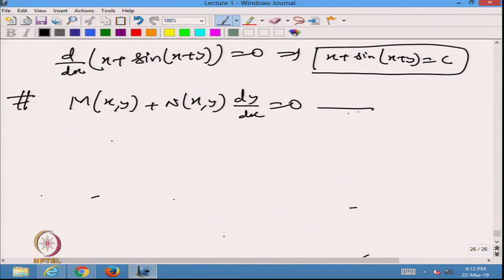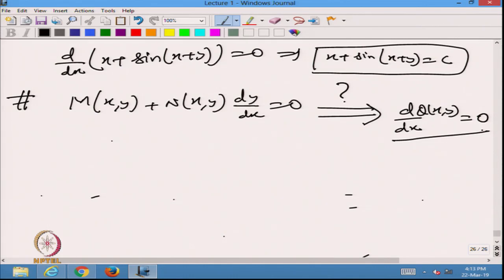Now, the question is whether we are able to convert this into the form d/dx of some function of x, y equal to 0. That is my purpose: whether I am able to convert this differential equation into this form, because if I am able to convert it, then it is very easily solvable and we can find the solution. So there is a theory behind that. Let us define a theorem based on that.